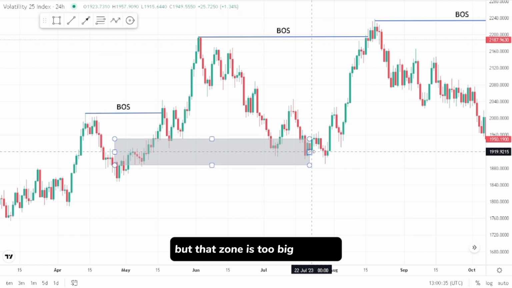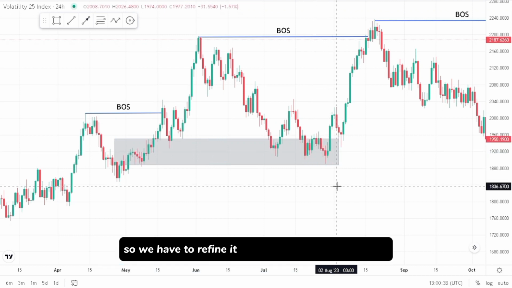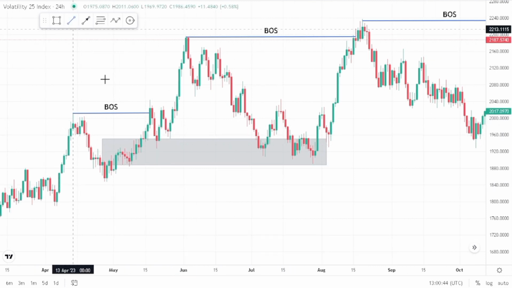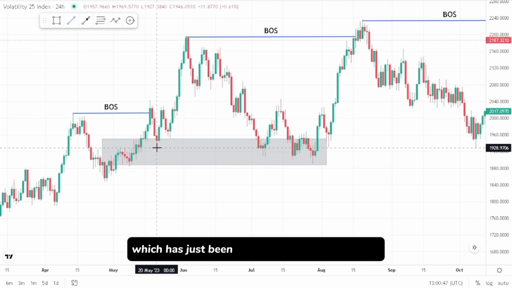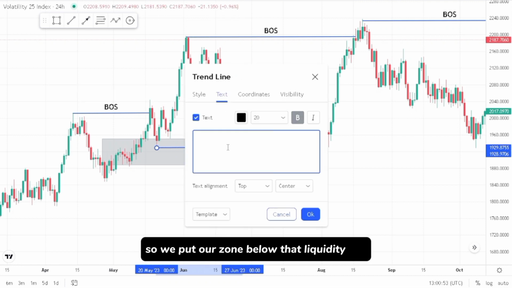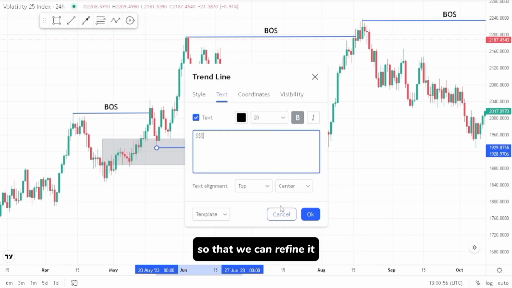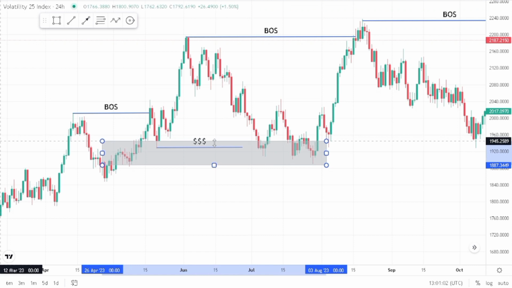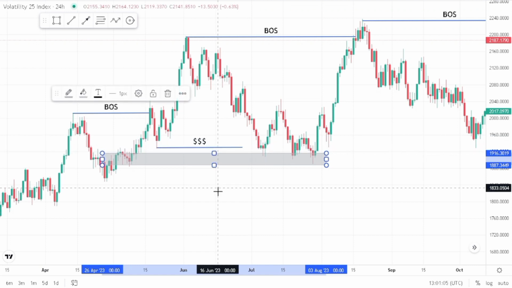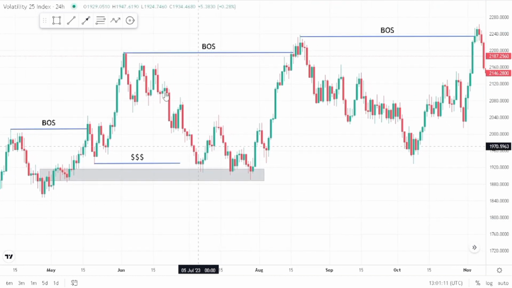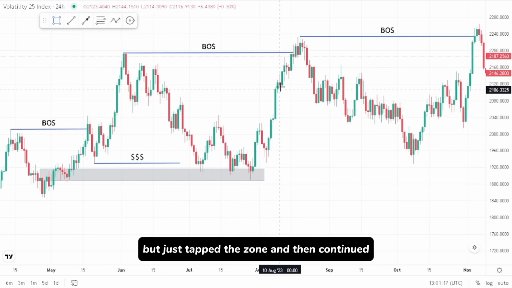But that zone is too big to trade, so we have to refine it using the concept of liquidity. As you can see there, there's liquidity located there, which had been swept. So we put our zone below that liquidity line so that we can refine it. And as you can see, the market just tapped the zone. It almost hit the stop loss, but it just tapped the zone and then continued.